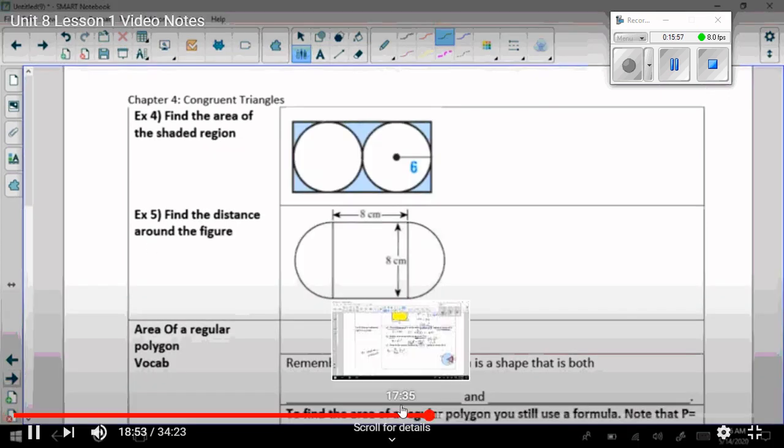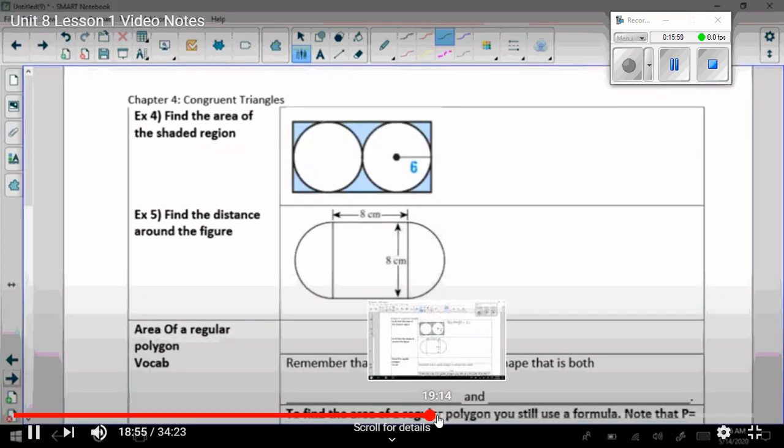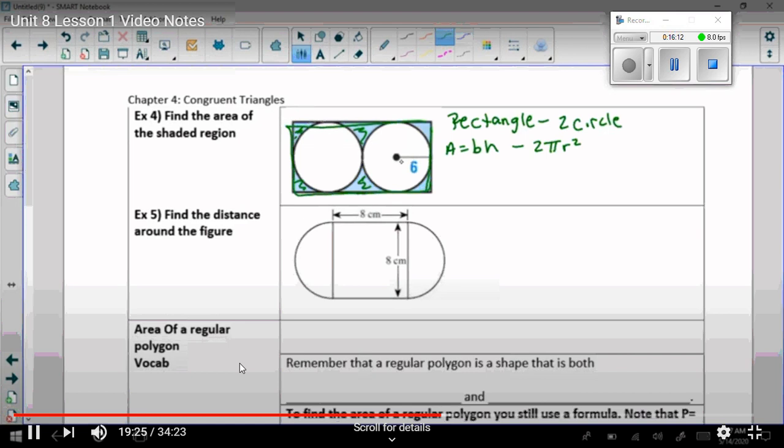Same thing, area of a shaded region, just now looking at circles. We have a gap here, so we're going to subtract. We're going to take the area of that rectangle minus the area of the circles. The key thing here is to understand that you have area base times height minus 2 pi r squared, that the radius is the same no matter where you're looking at it in a circle.